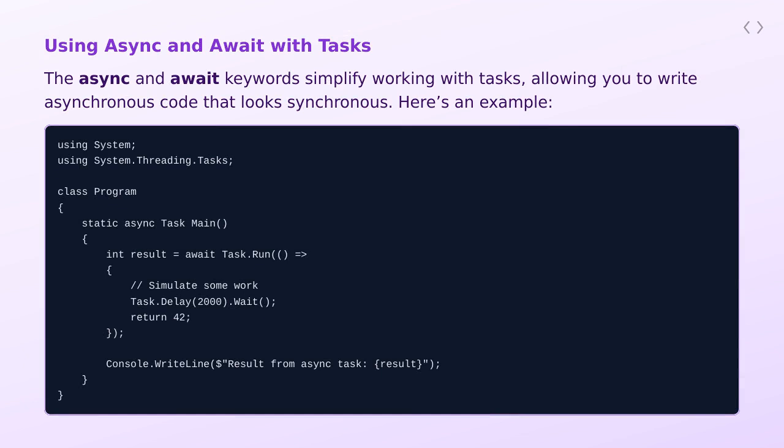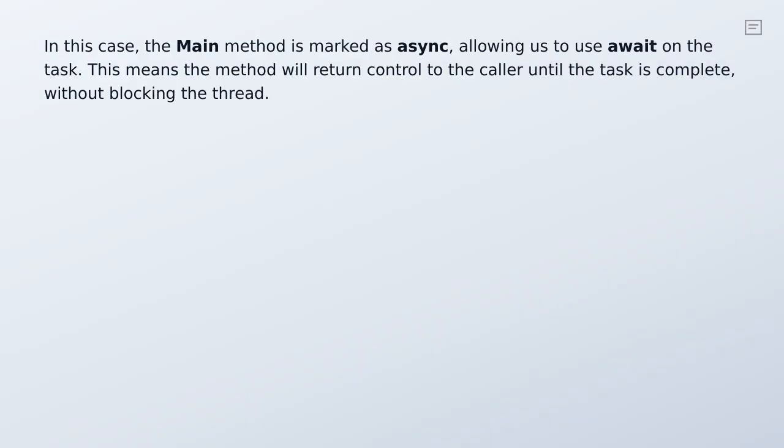Now, using async and await with tasks. The async and await keywords simplify working with tasks, allowing you to write asynchronous code that looks synchronous. Here's an example. This slide introduces a class definition. Study the structure in the code sample. In this case, the main method is marked as async, allowing us to use await on the task. This means the method will return control to the caller until the task is complete, without blocking the thread.